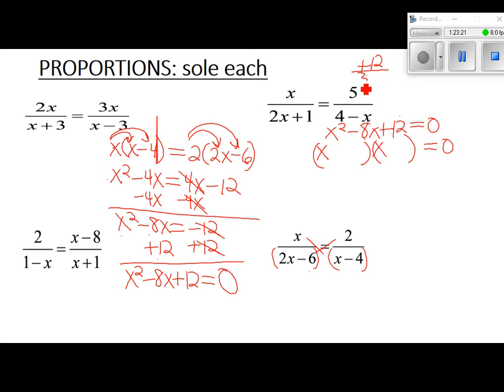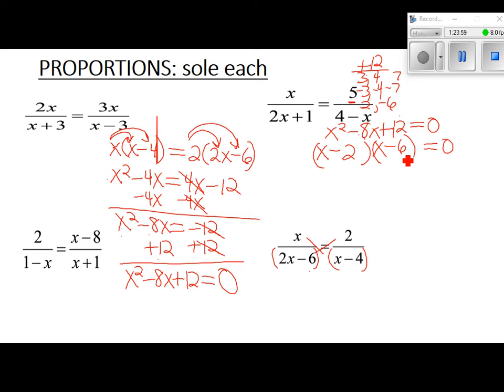So maybe I try like 3 and 4. 3 times 4 gives me a positive 12, but added together they give me a positive 7, so that won't work. So maybe I try negative 3 and negative 4. Negative 3 times negative 4 is positive 12, but added together you get negative 7, that won't work. The ones that do work, negative 2 and negative 6. Negative 2 times negative 6 gives you a positive 12. Negative 2 plus negative 6 gives you a negative 8. So those are the ones that go in here. So you put minus 2 here, minus 6 here.